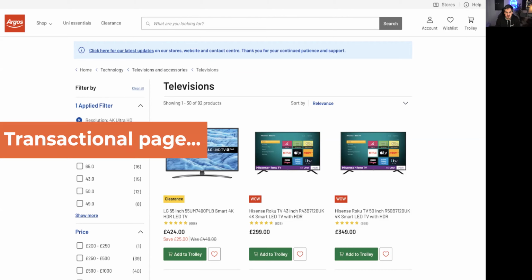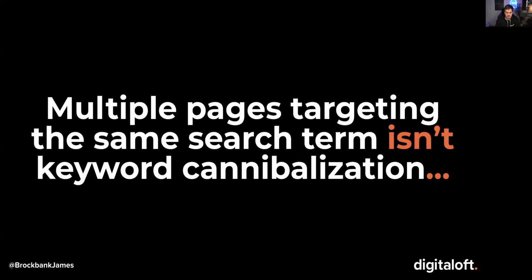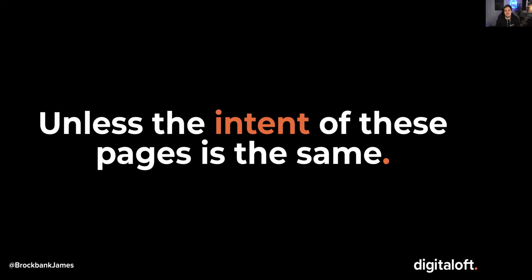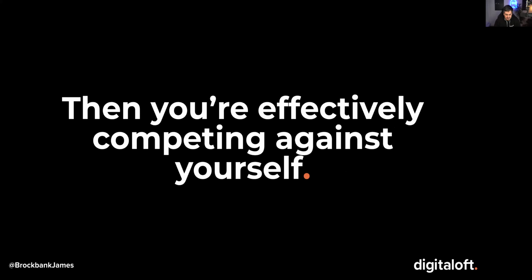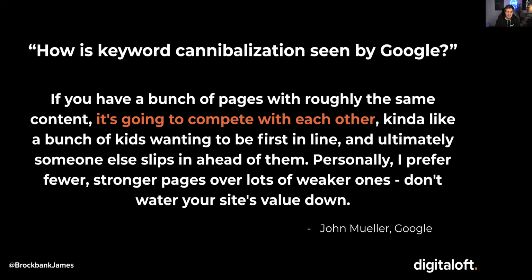And that's a thing that we really need to latch onto here. The intent of these pages is different. They serve a different purpose. What we can take from this is that multiple pages targeting the same search term on its own isn't keyword cannibalization, unless the intent of these pages is the same. If Argos had two informational pages optimized for Ultra HD TV, that's a very, very different scenario. But what we saw there was an informational page and a transactional page. When you have like-for-like pages, you are competing against yourself, and trust me, nobody wants to be doing that.